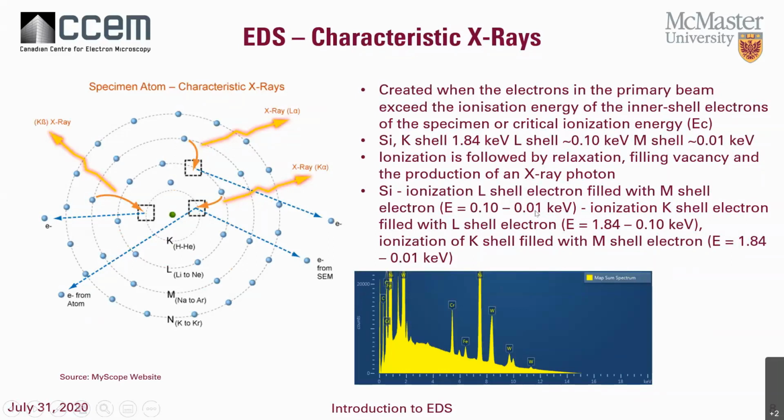In this case you can see the energies of the various X-rays produced. This is the most common X-ray you see with silicon. 1.74 keV is the energy of the actual X-ray, and you'll see that on your spectrum down here. And here you can see the nice background radiation, and you can see the characteristic X-rays sticking up as peaks.